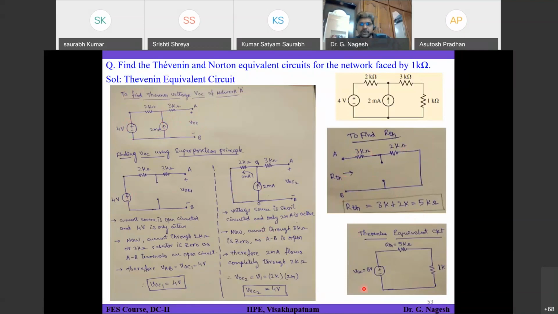So total VTH will be VOC1 plus VOC2, which is nothing but 8 volts. Why? Because both have the same polarity. This is positive, this is negative, and you found it to be 4 volts. This is positive, this is negative, and you found it to be 4 volts. So 4 plus 4, you can straight away add. So the total will be 8 volts in series with RTH, which is 5K.